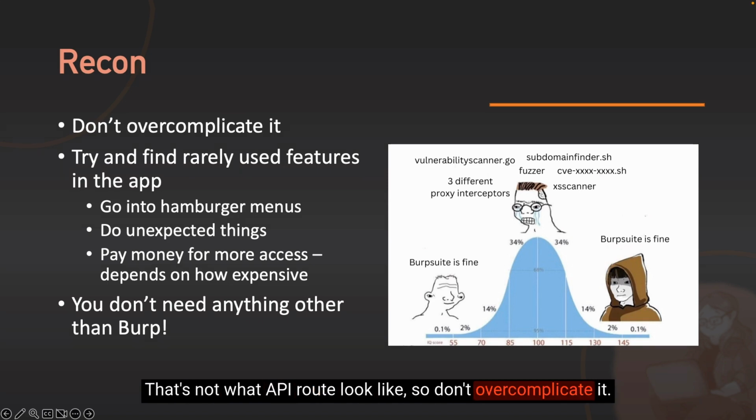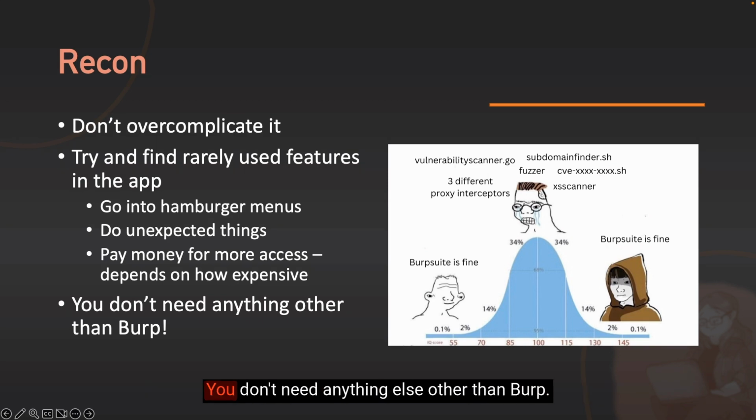So don't overcomplicate it. What I would suggest is you try and find the rarely used features in the app. Like go into hamburger menus, go into settings, pay for more access, if that's affordable. You don't need anything else other than Burp. You just want to explore what the API can do, essentially.